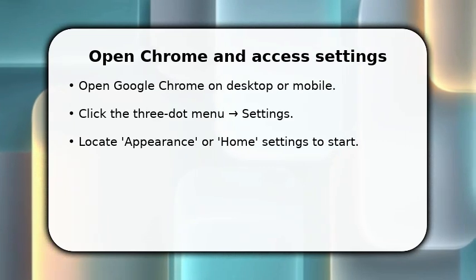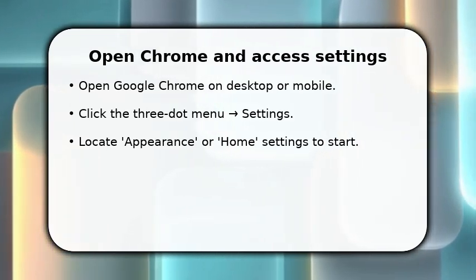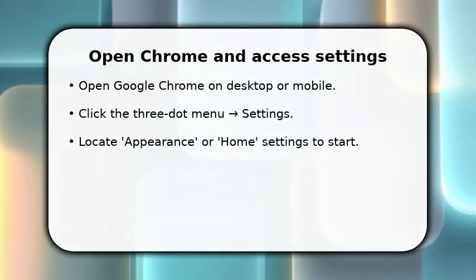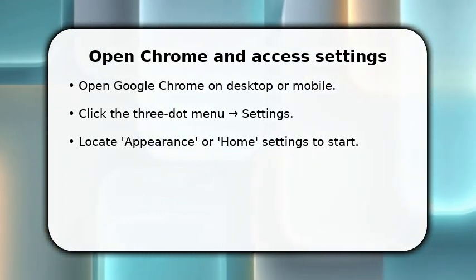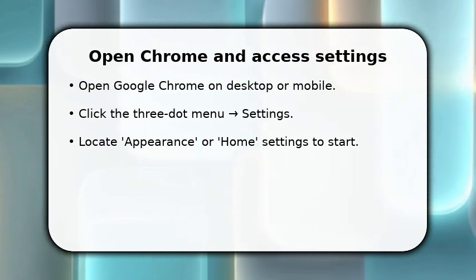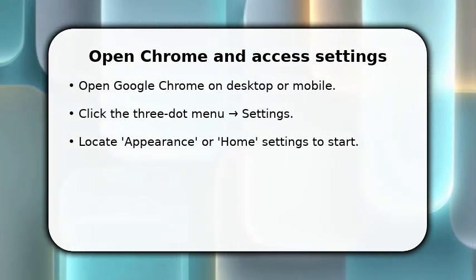Enjoy the video. You start in Chrome, open the browser and go straight to Settings via the three-dot menu. Once in Settings, navigate to Appearance or Home depending on your version because the feed toggle can live in either. You're doing this now to avoid extra steps later.